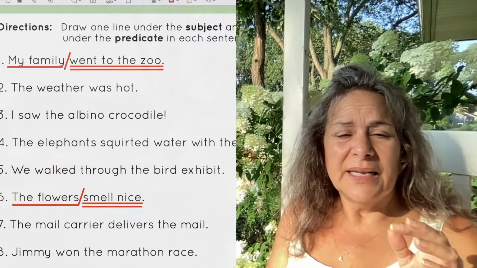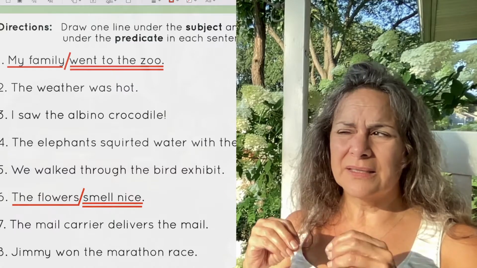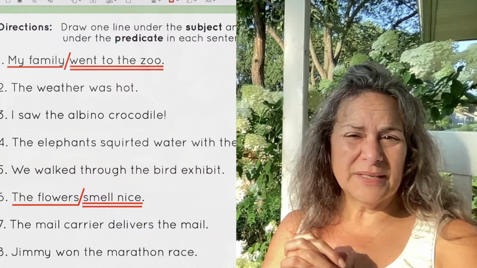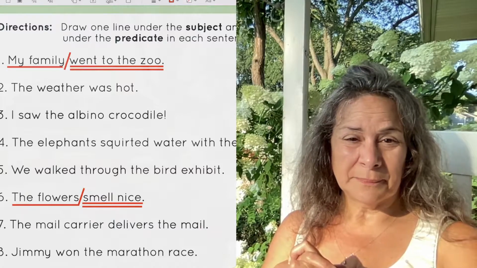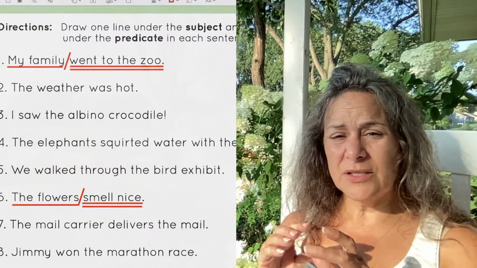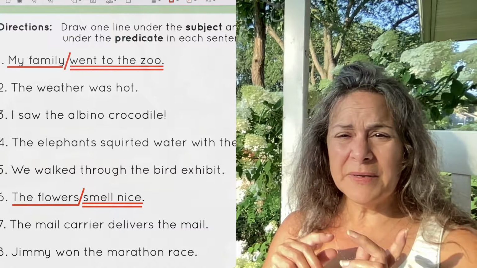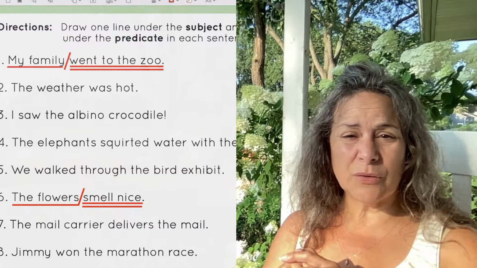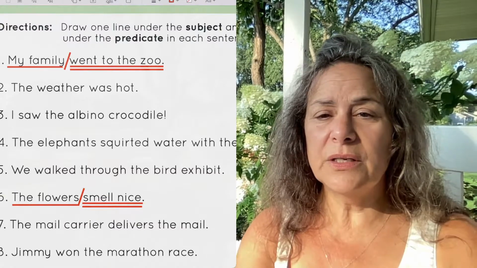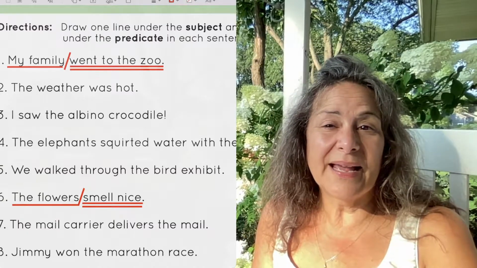Now, smell nice, is that a thing or is that a description? That describes the flowers, doesn't it? How do the flowers smell? They smell nice. It describes the flowers. When we describe things, we are using adjectives.